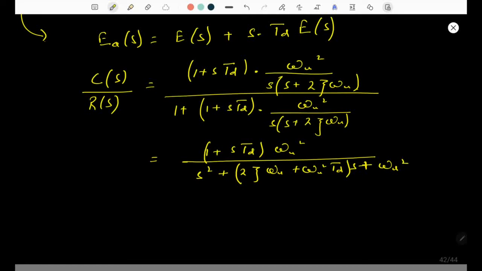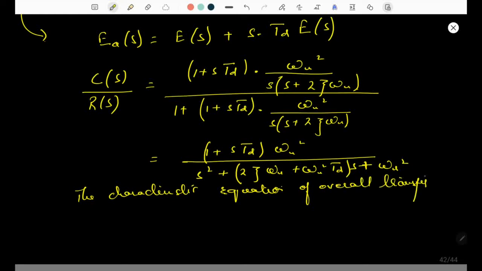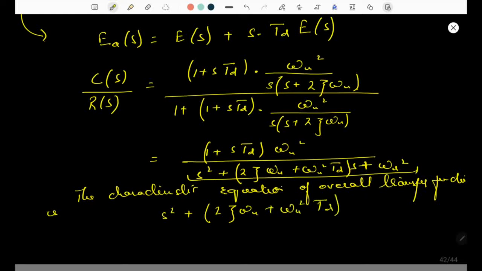From this equation, you can see that the characteristic equation of the overall transfer function is s^2 + (2 zeta omega_n + omega_n^2 T_D) s + omega_n^2 = 0. So this is the characteristic equation.